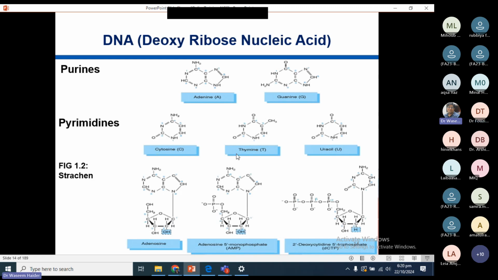Okay, so we have cytosine, thymine and uracil. Thymine and uracil replace each other. In case of RNA, there is uracil, and in case of DNA, there is thymine. So that's the distinction between these two, right? If you look into their molecules, uracil does not have that methyl group. So thymine is, we can say, the methylated form of uracil. If you remove that methyl group, it becomes uracil, right?